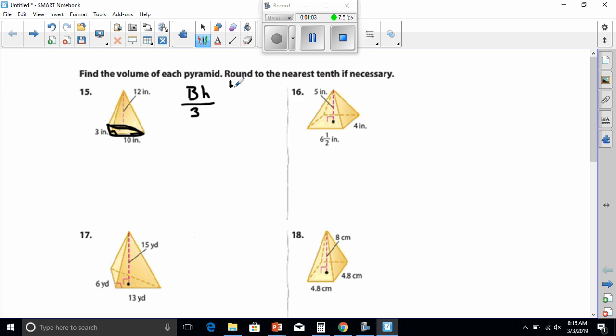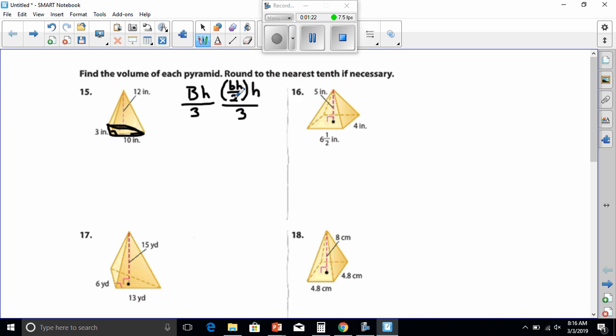So I'm going to turn this into base times height. I'm going to divide it by 2. And that's for my triangle now. And now I have to remember that I'm still multiplying it to h, and that's the height of my pyramid. Okay? And then I'm going to divide everything by 3.